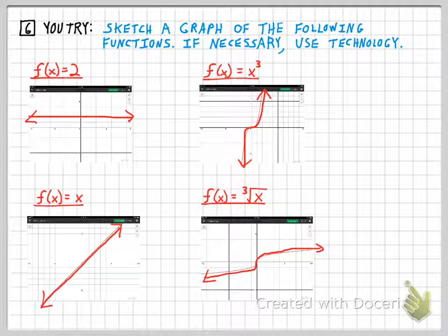So altogether, we got 7 basic functions that you should know. 4 of them are on this page, and the other 3 were the previous examples. Make sure you're comfortable and familiar with graphing those 7 functions. We'll be doing a lot of that in the next couple lessons.